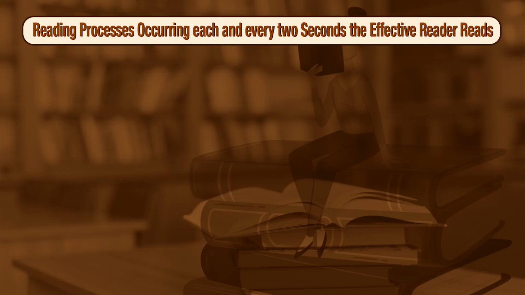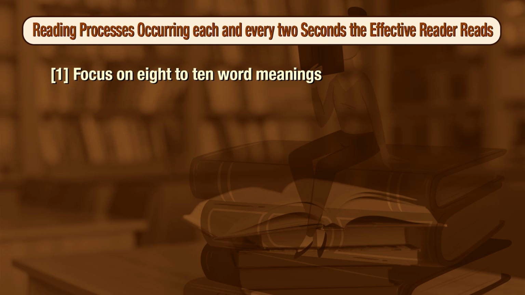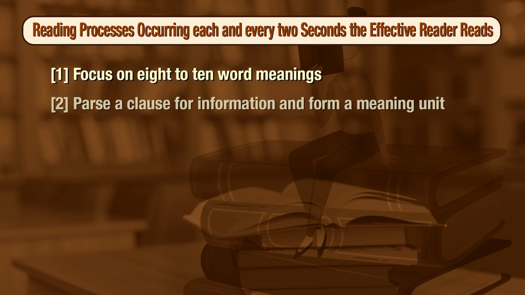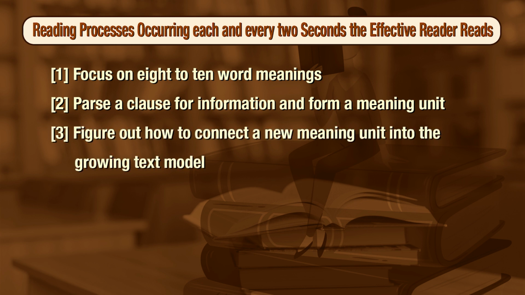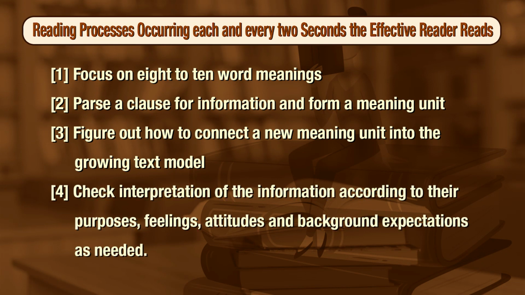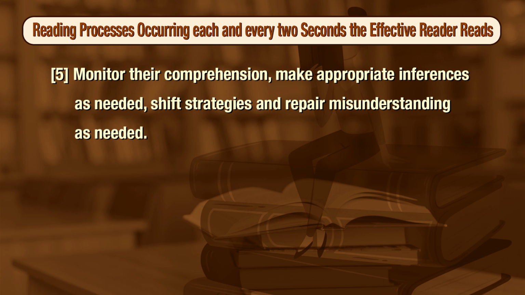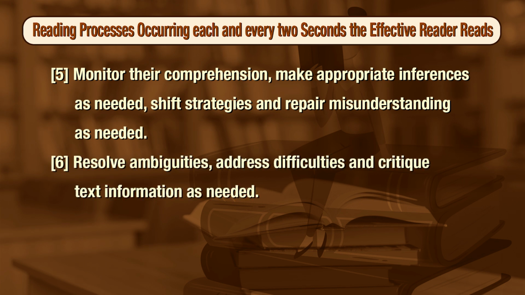During the reading processes that occur every 2 seconds, effective readers focus on and access 8 to 10 word meanings. He or she parses a clause for information and forms a meaningful unit. Figure out how to connect a new meaning unit into the growing text model. Check interpretation of the information according to their purposes, feelings, attitudes, and background expectations as needed. Monitor their comprehension and make appropriate inferences as needed. Shift strategies and repair misunderstanding as needed. Resolve ambiguities, address difficulties, and critique text information as needed.